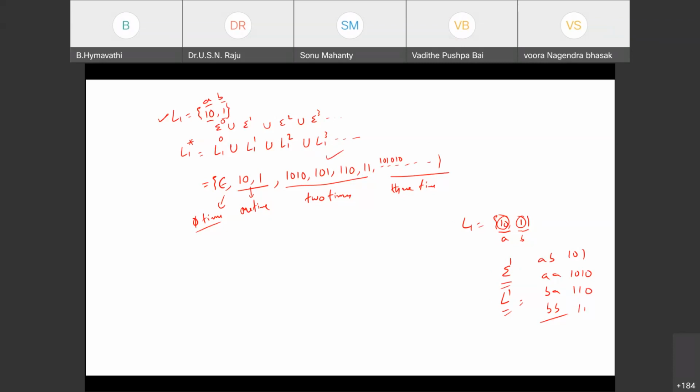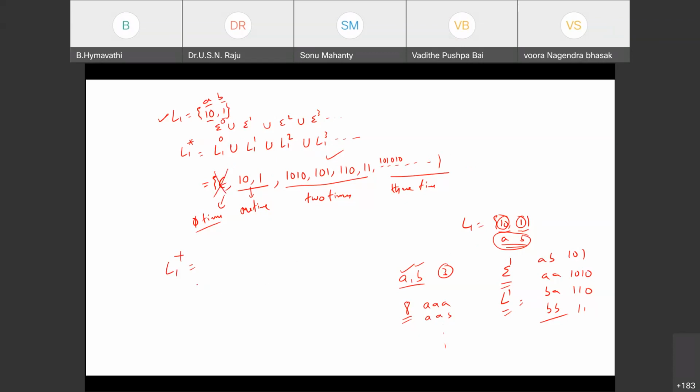And next one is AB. There are only two symbols, A and B, but I need strings of length 3. Then how many strings will I get? Total number of strings of length 3 is 8. Are you sure? Yes, sir. AAA, AAB, and so on like this. We'll get 8. So in place of A, you write 10, in place of B, you write 1, and you'll get these many strings. That is L1 star. Then if I ask L1 plus, simply you remove this and give this.